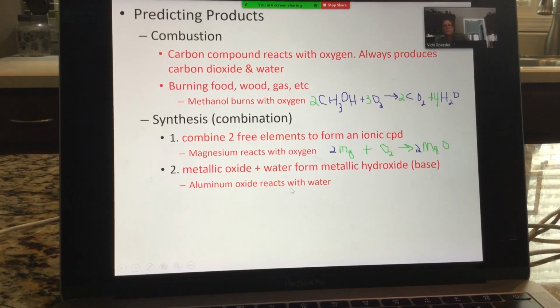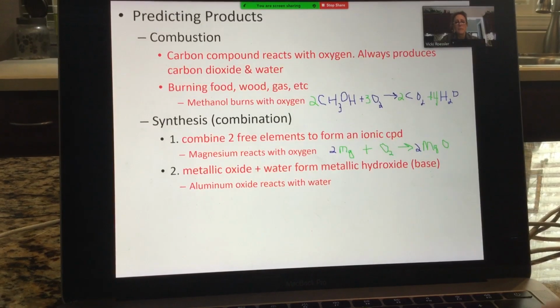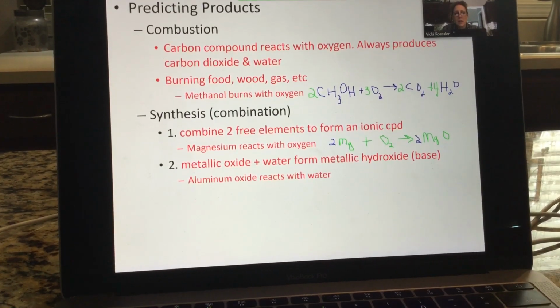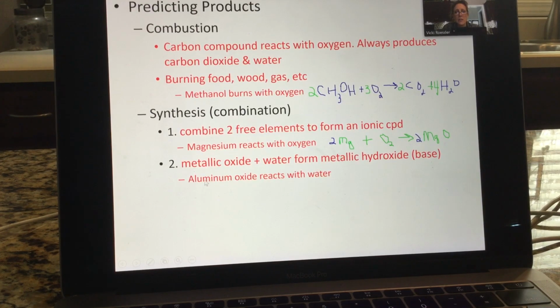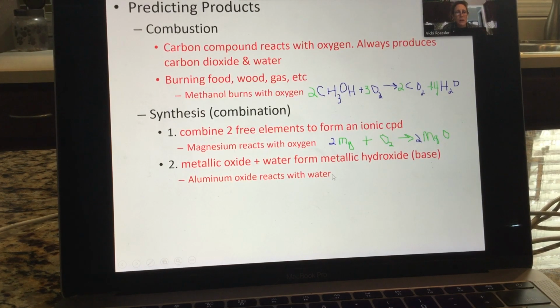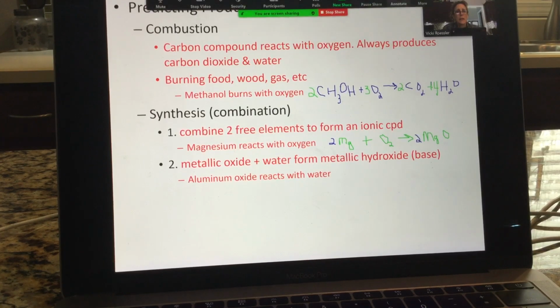So an example of this, and again, this is all you're going to be given on your homework, just the reactants. So you've really got to look at the types of compounds or elements that the reactants are. So we have aluminum oxide. Aluminum's a metal, and oxygen, so that's a metallic oxide, and water. So that's your indication, metallic oxide and water. This is that second synthesis reaction. That's going to make a base or a metallic hydroxide. So let me get my little pen up here.